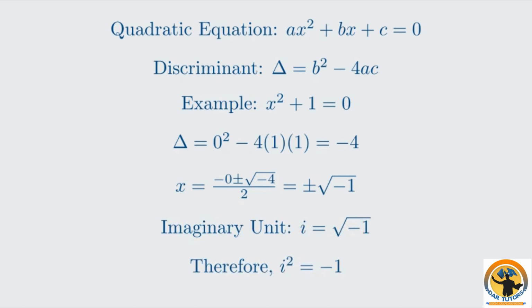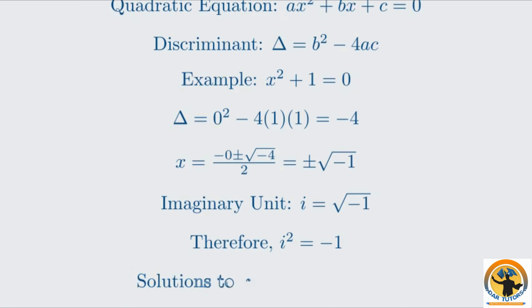This means that i squared is equal to negative 1. This single definition opens up an entire new system of numbers. Using this, the solutions to x squared plus 1 equals 0 are simply plus i and minus i. These are our first examples of complex numbers.